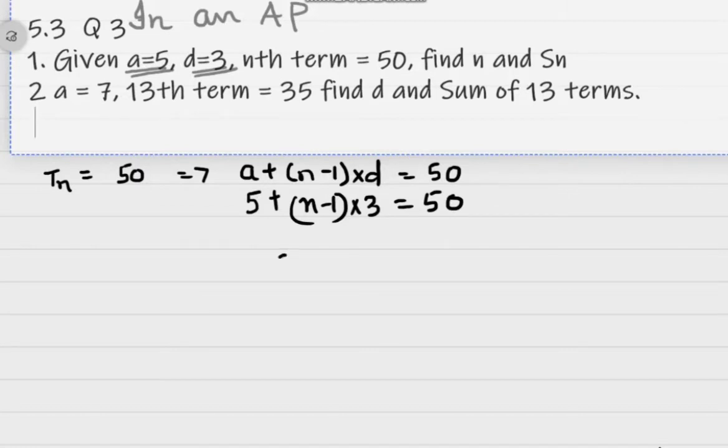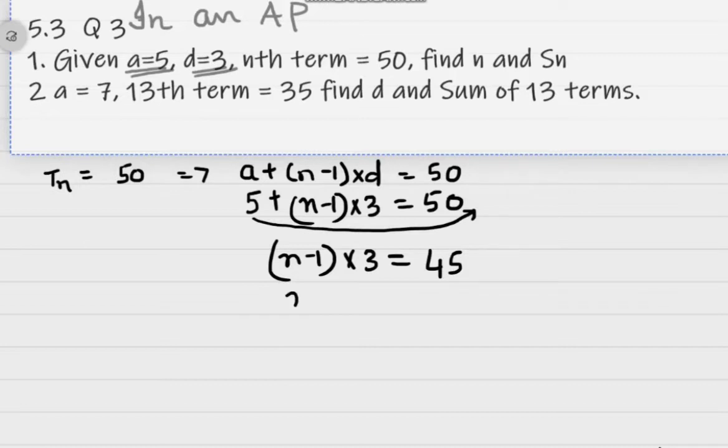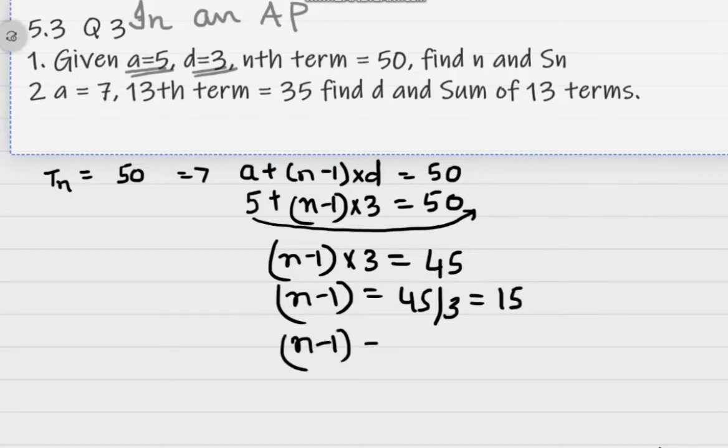Now see, (n minus 1) into 3 will be equal to 50, this 5 will go here and it will be subtracted. So 50 minus 5 will give you 45. n minus 1 will be equal to 45 by 3 and that will be equal to 15. So n minus 1 will be equal to 15. This says that n is equal to 16. Now see, we have got the value of n.